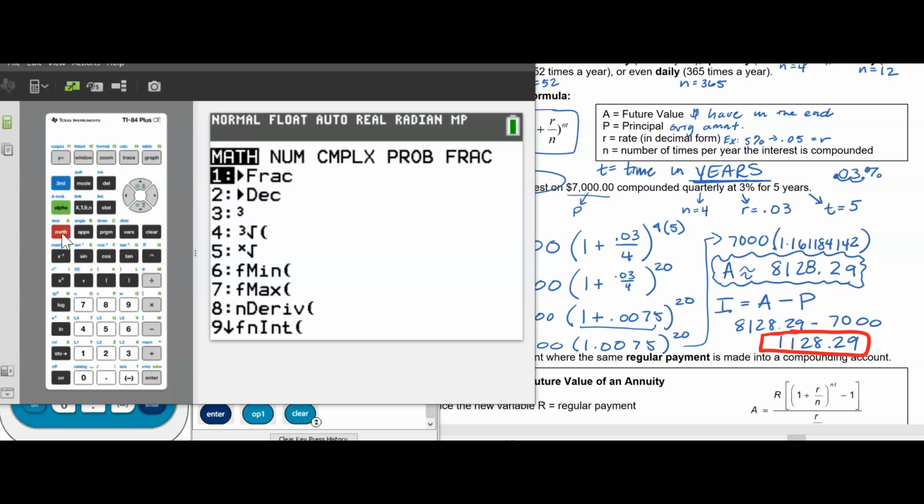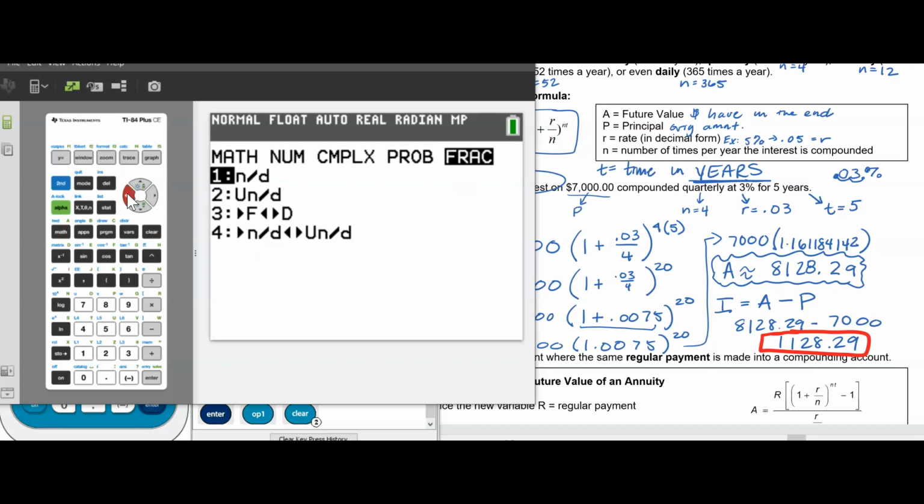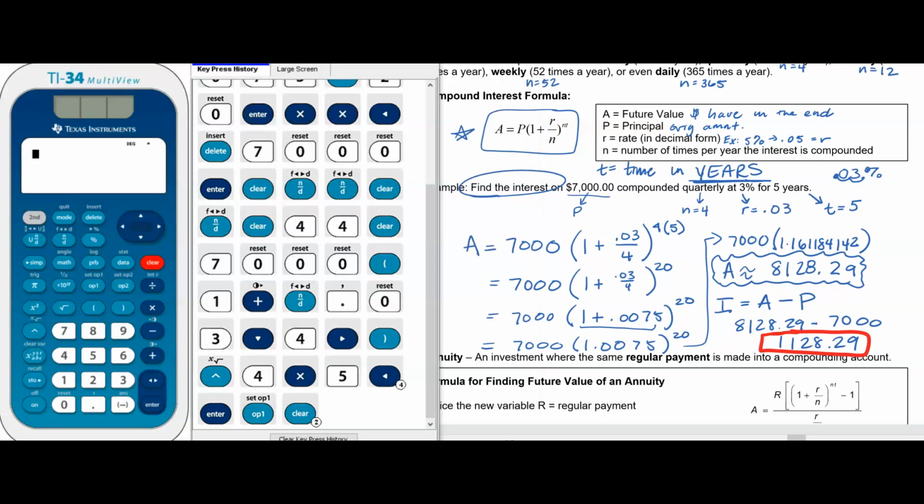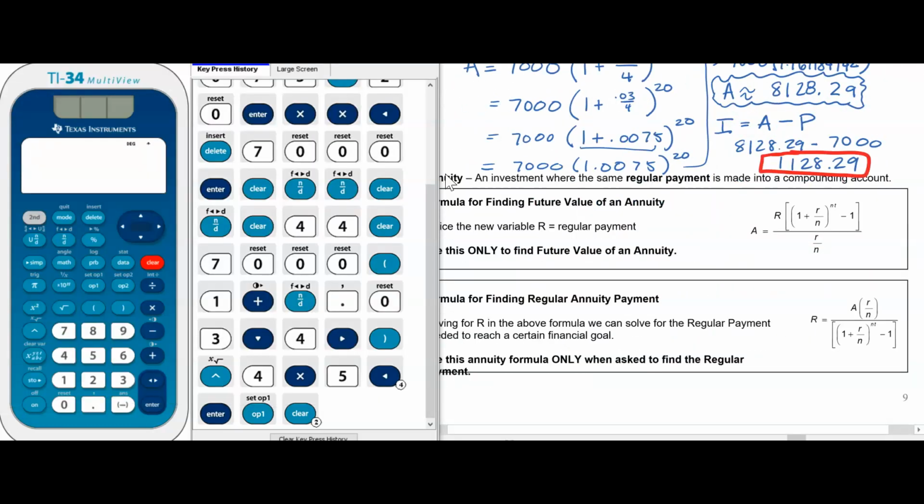If you go to the math button, and you scroll over to fractions, you can use the right arrow or just go left. The very first option is n over d. If you hit enter, that's how you get that fraction there. So with a graphing calculator, you can enter in the entire equation just as we wrote it out on that first step. So just a heads up on that. Okay, so let's scroll down here.